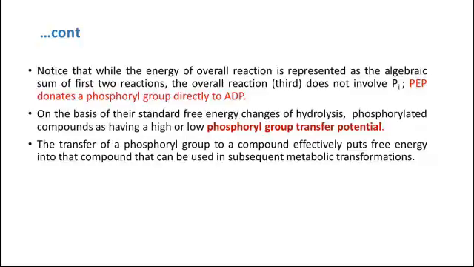Another point is that on the basis of the standard free energy changes of hydrolysis, the phosphorylated compounds are categorized as having low or high phosphoryl group transfer potential, which is also represented as delta G p. It was discussed in the previous lecture. And the transfer of a phosphoryl group effectively puts energy in the compound to which it is donated, and this energy can be used in the subsequent metabolic transformations carried out by this compound.